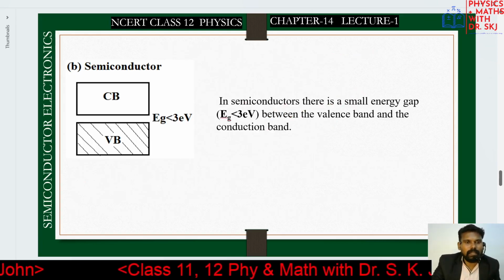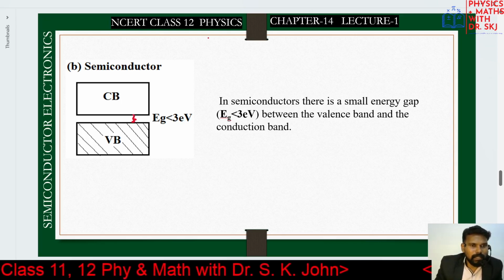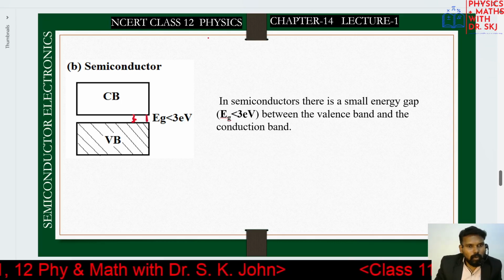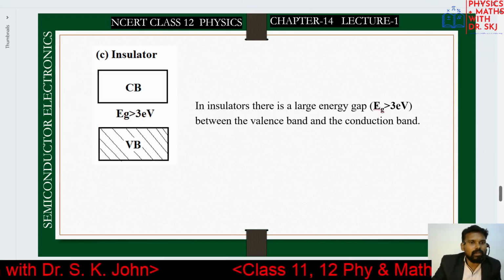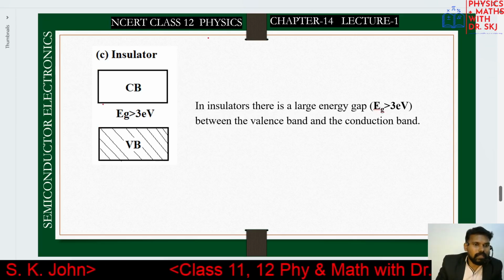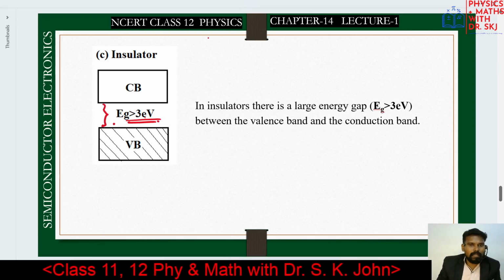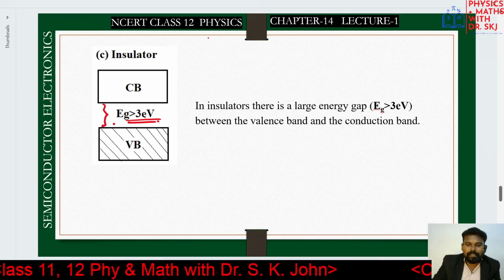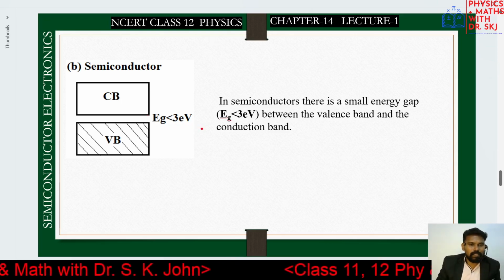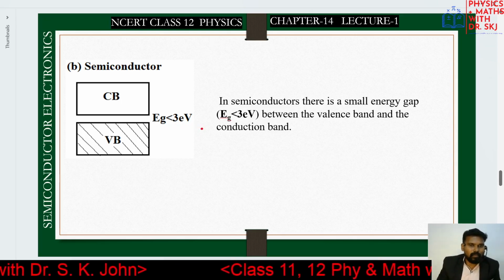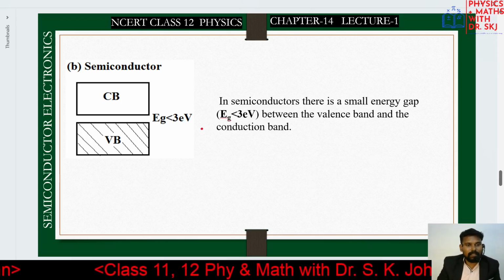Coming to the case of semiconductors, there is a small energy gap between the valence band and conduction band. This gap is very small, less than 3 electron volt. If the forbidden energy gap is greater than 3 electron volt, the material is called an insulator. I think you got the classification. If the energy gap is less than 3 electron volt, the material is a semiconductor.